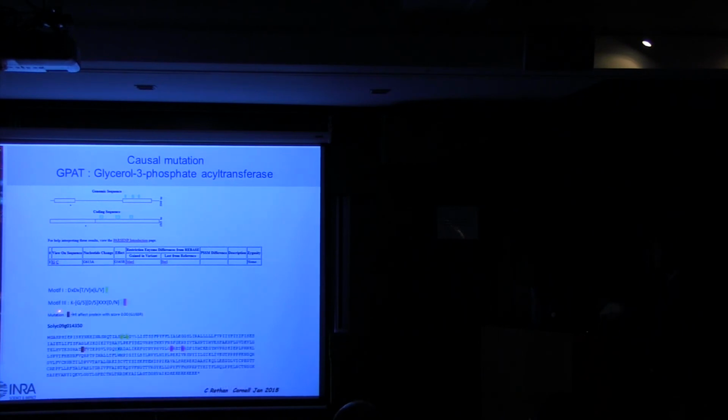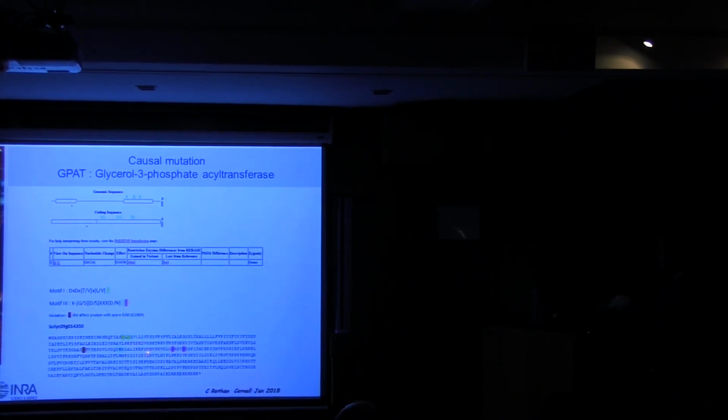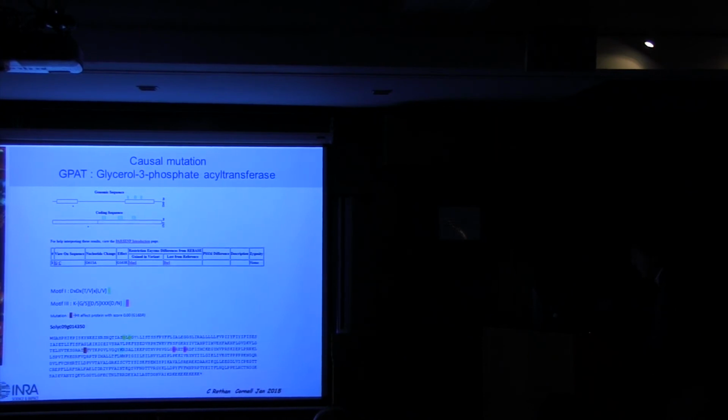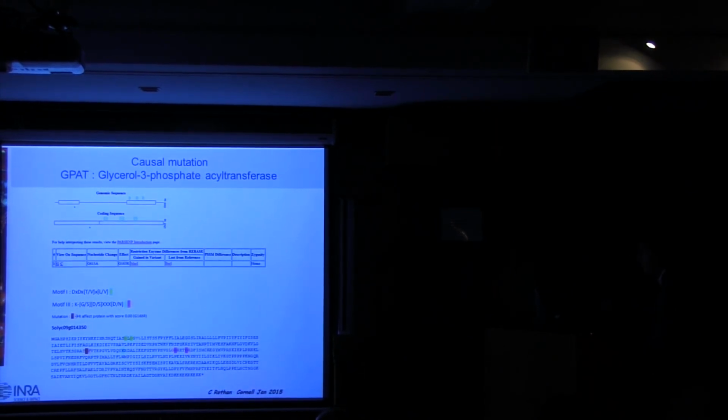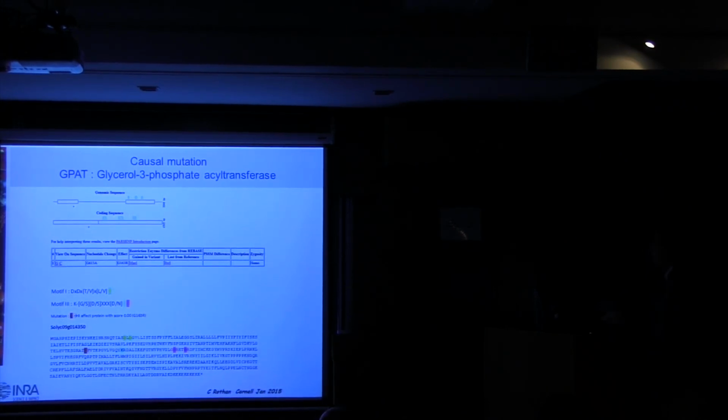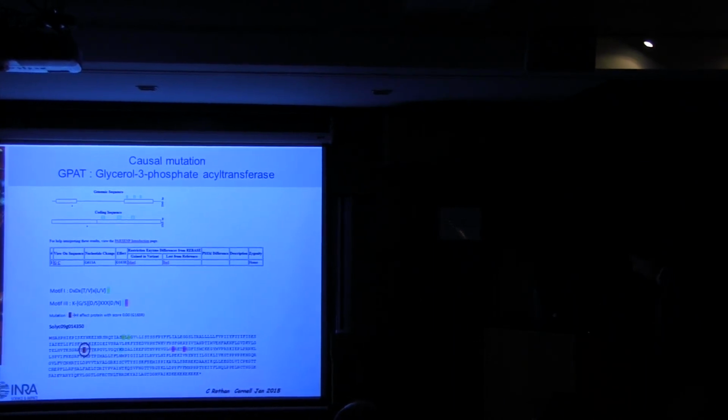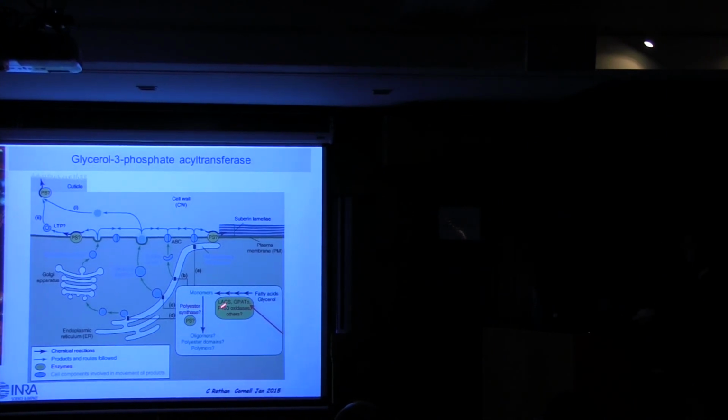And this mutation is very close to a domain that is responsible for catalytic activity of the enzyme. And you introduce a charged amino acid next to this domain. And we think this is responsible, and we are working on that to demonstrate, responsible for the loss of activity of GPAT and for the cuticle phenotype. And GPAT is a well-known enzyme that is involved in the synthesis of cutin monomers.